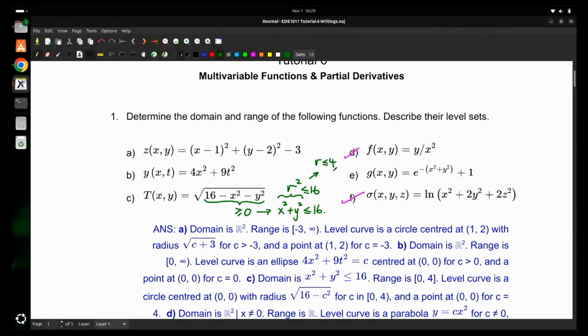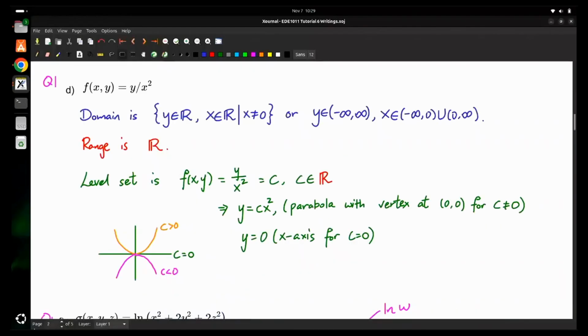So it's actually a disk with the radius less than or equal to 4, if you change to polar coordinates. Yesterday we talked about polar coordinates, because this x squared plus y squared is just r squared, right? Okay, so not to confuse you. I think that's all with question 1. The rest you DIY.